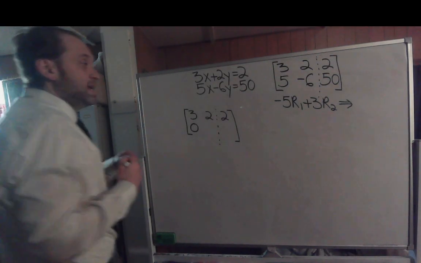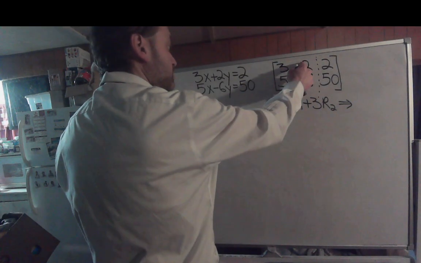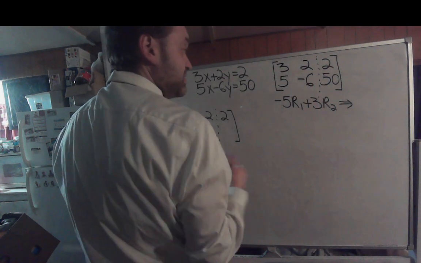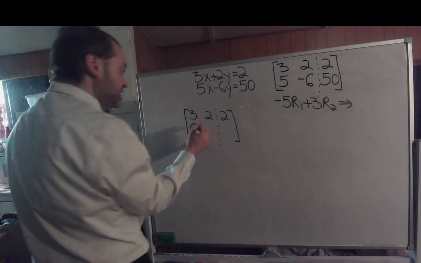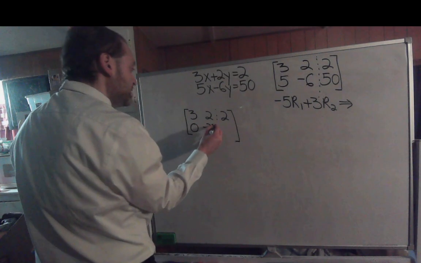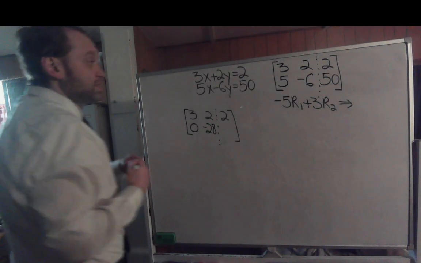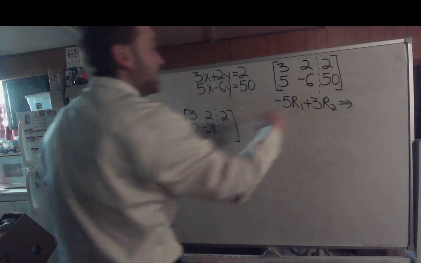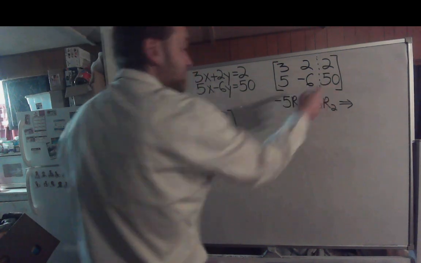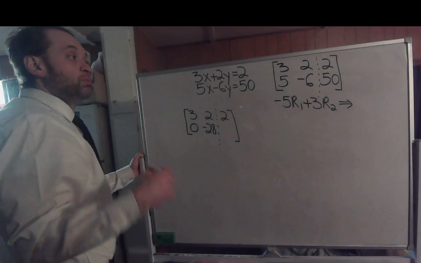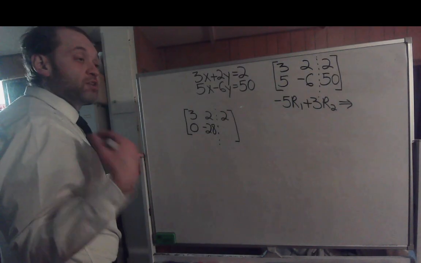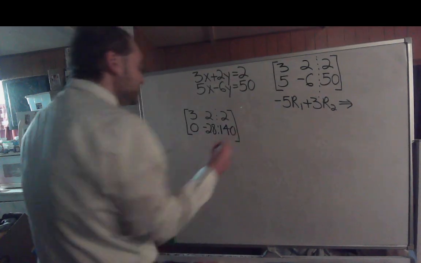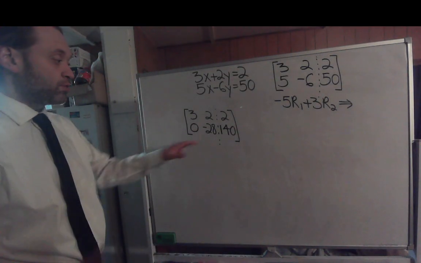Then, if I take -5 times that 2, that's going to be -10, plus 3 times that negative 6, that'd be negative 10 minus 18. That'd become negative 28. And then this is where it gets fun. If I take negative 5 times 2, I get negative 10 plus 3 times 50. So negative 10 plus 150 would be 140. So yowzer, we got a real fun one here.